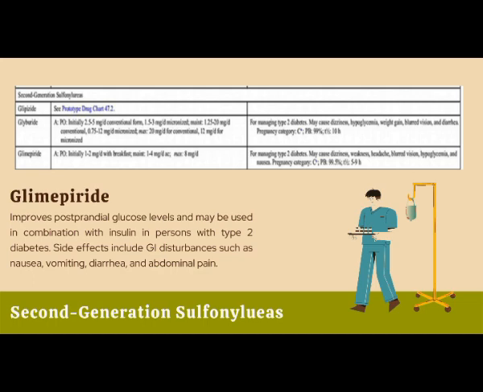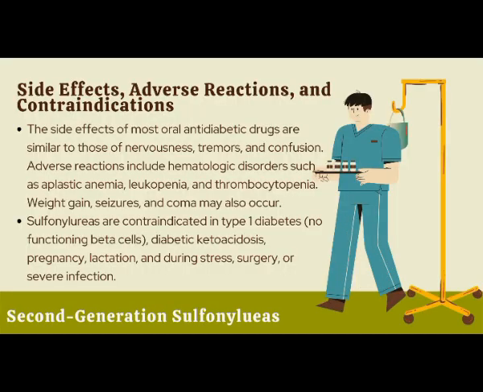Glimepiride improves postprandial glucose levels and may be used in combination with insulin in persons with type 2 diabetes. Side effects include GI disturbances such as nausea, vomiting, diarrhea, and abdominal pain. The table above shows the different second-generation sulfonylurea drugs and their uses and conditions. For a clear copy, please refer to your own copies being given.